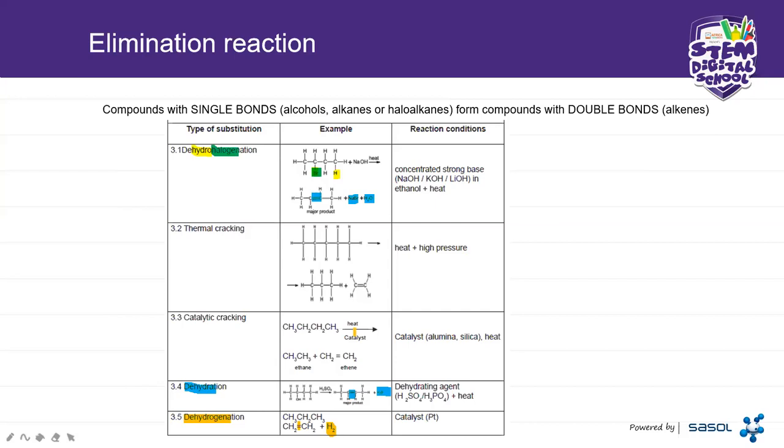We're going to use heat and a catalyst. Our catalyst is going to be either alumina or silica, and heat. That is going to give us ethane plus ethene. So we've divided it into two molecules. Ethane has single bonds, and ethene has double bonds. While we're doing this, we're making it more useful, breaking it down into shorter chains. Are we all good to go, guys?